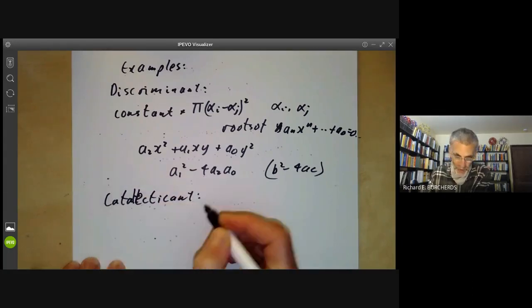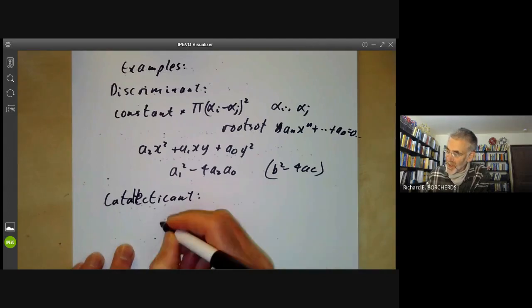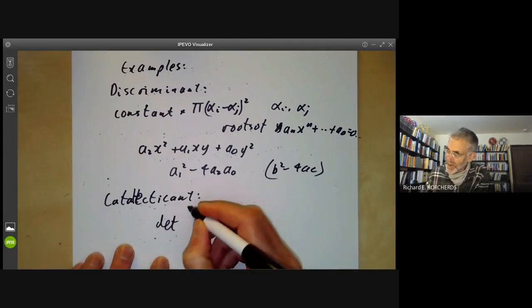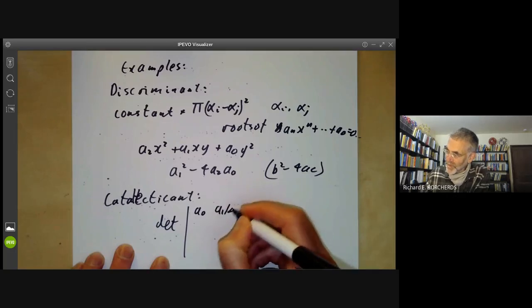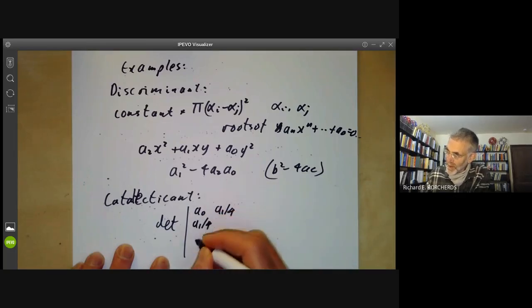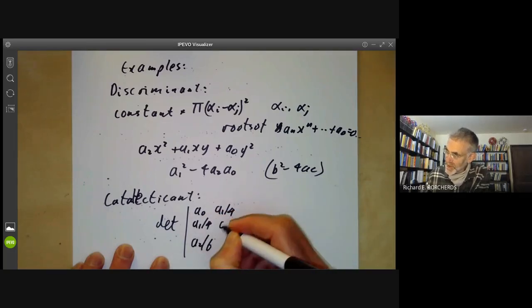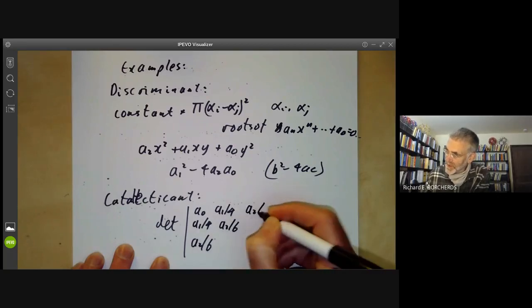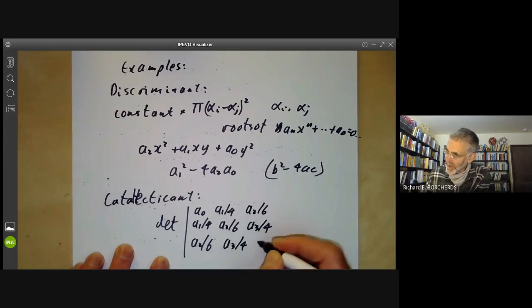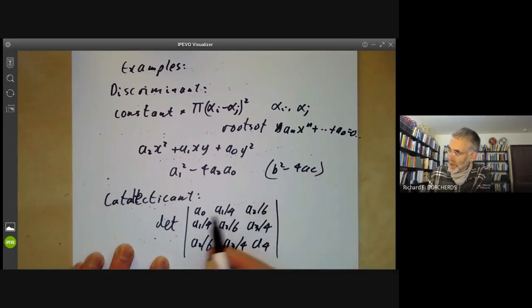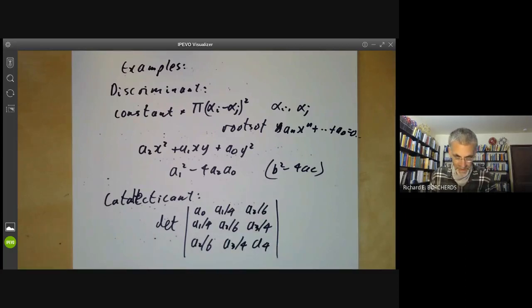Most of these funny words were invented by Sylvester, which is something like the determinant of a naught, and then probably want a1 over 4, a1 over 4, a2 over 6, a2 over 6, a2 over 6, a3 over 4, a3 over 4, and a4. So that's why people sometimes like to put binomial coefficients in front of these.